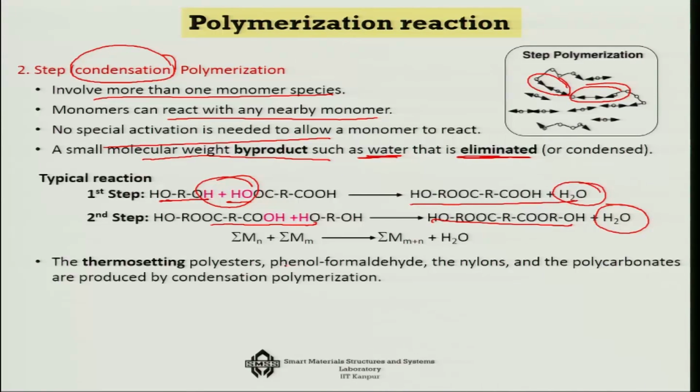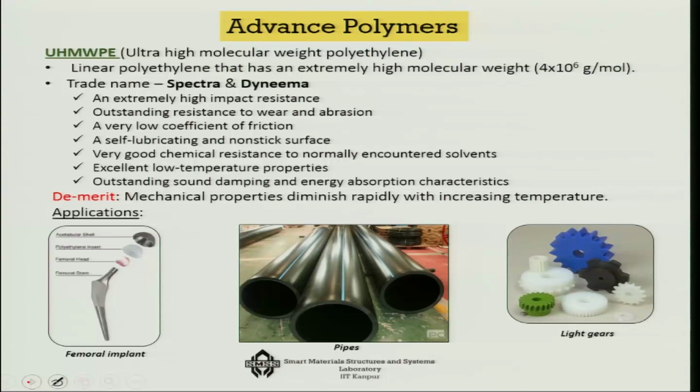And this you will find in polymers like phenol formaldehyde, nylons, polycarbonates. These are all produced by the condensation polymerization. Now we talk about some of the advanced polymers. One of them is ultra high molecular weight polyethylene, UHMWPE. This is becoming very important today because these are linear polyethylenes, but with very high molecular weight.